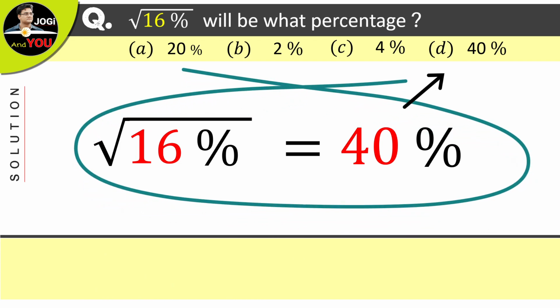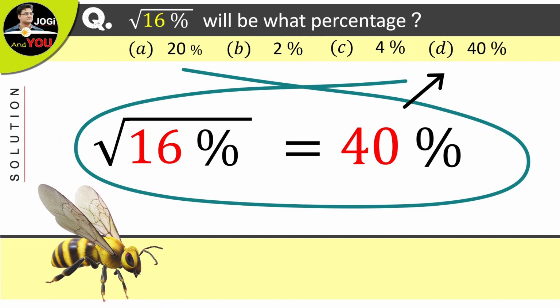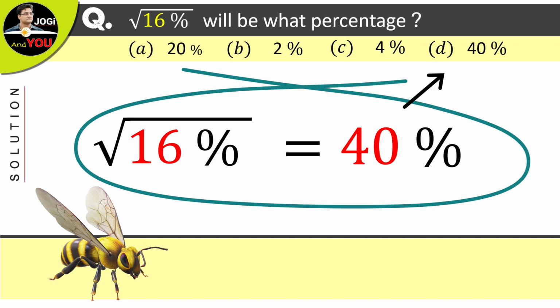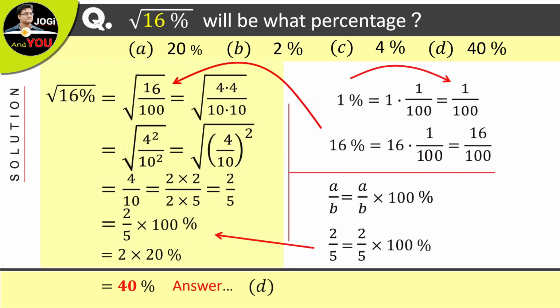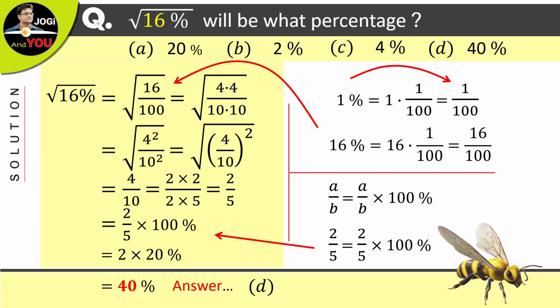And this is what we had to extract from the given radical problem with percentage. How simple it is. So that's it. Now, those who want a complete solution together can write everything by pausing this video.